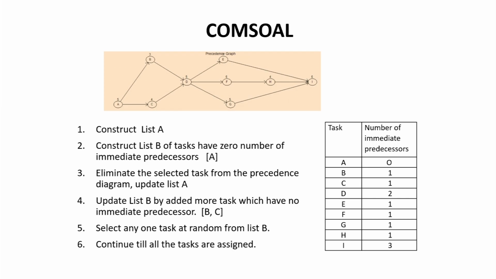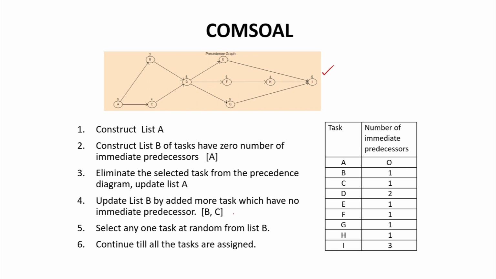So, procedure wise, let us take the same example as we did for Moody and Young. We construct the list A, of elements which have no predecessor, and construct list B of tasks having 0 immediate predecessors, and then eliminate the selected task from the precedence and update the list A. Okay? And then update the list B by adding more tasks which have no immediate predecessors. So, we prepare the list B, that is B and C. So, B and C, now once A is assigned, B and C are the elements which are not having predecessors.